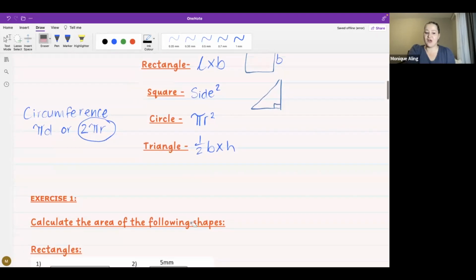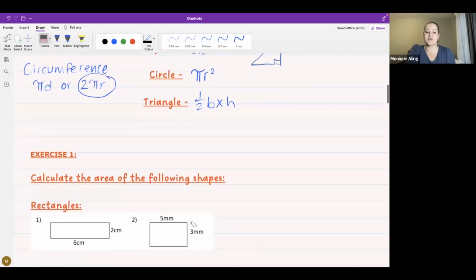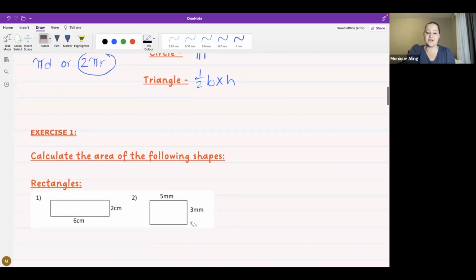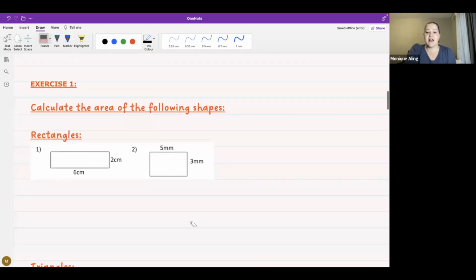Let's have a look at exercise 1. We're starting with rectangles. I'm going to give you a minute, which I think will be sufficient, to quickly work out the area of these 2 rectangles for me. Starting off nice and easy.